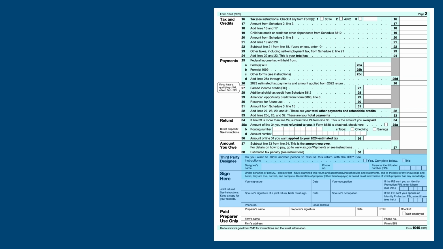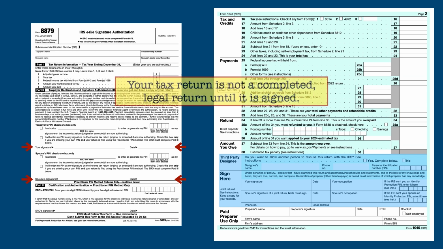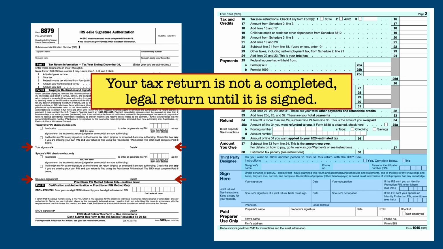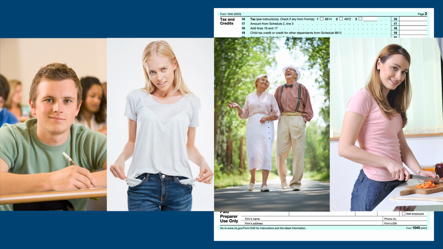You and your spouse must sign the return or an electronic filing declaration. Your tax return is not a completed legal return until it is signed. You must also list your occupation. Remember, everyone has an occupation, even if it's student, unemployed, retired, or homemaker.